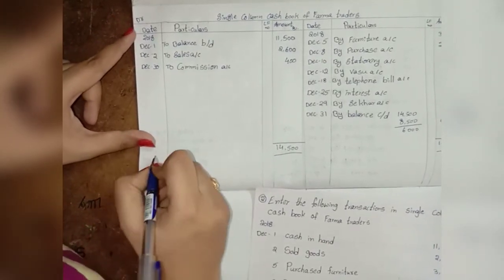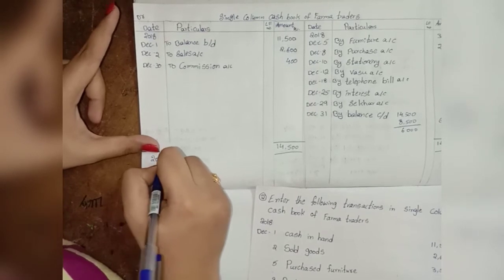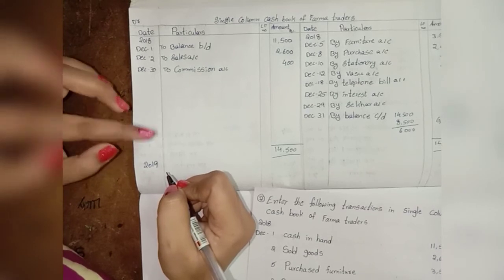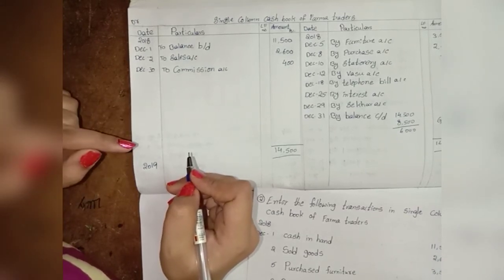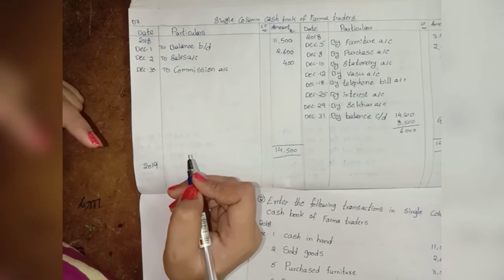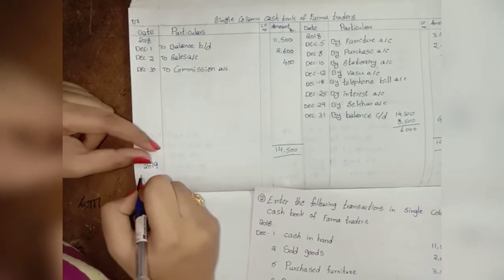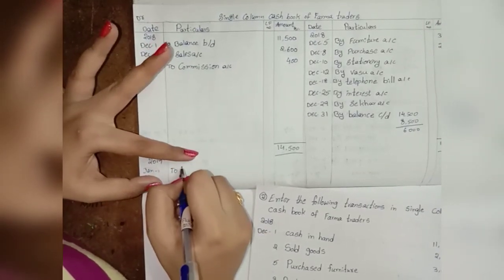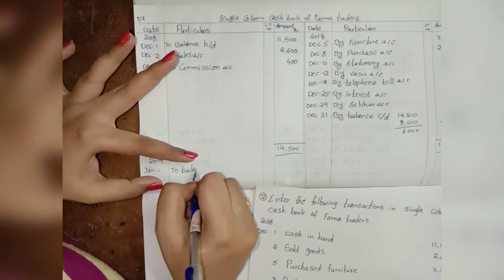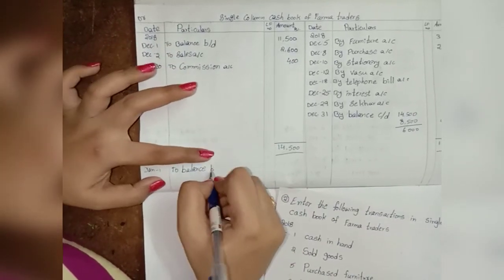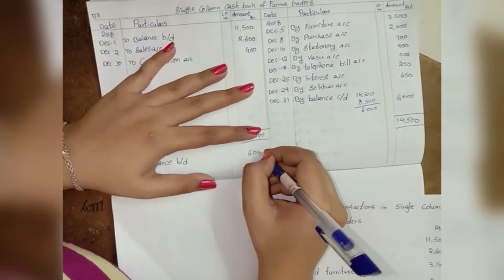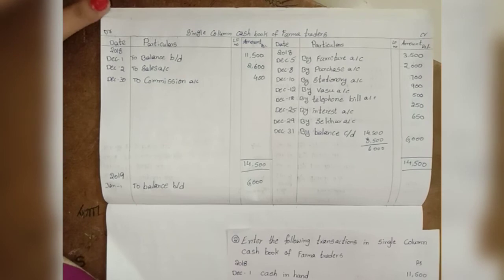The year also we have to change: 2019. This is 2018 and December. So we have to transfer the balance amount from December 31st to January 1st. That means the year also will change. January 1st, to balance brought down. And the balance brought down amount is 6,000. This is our second sum of simple cash book.